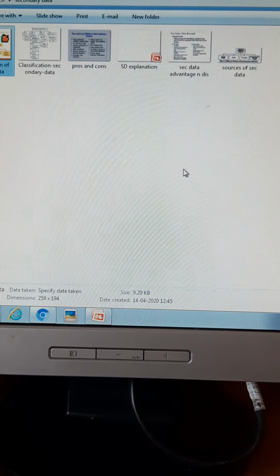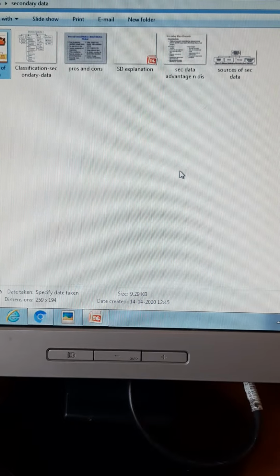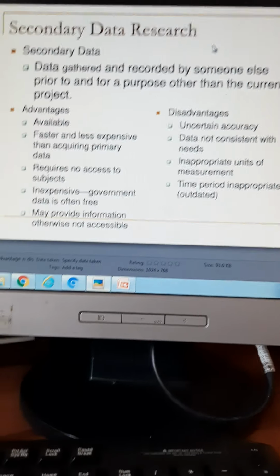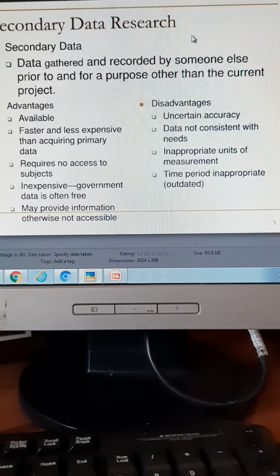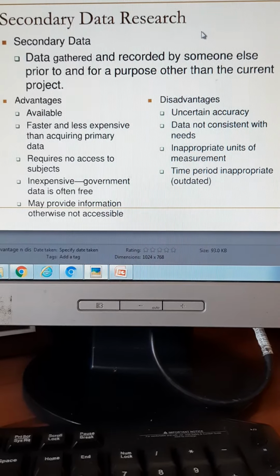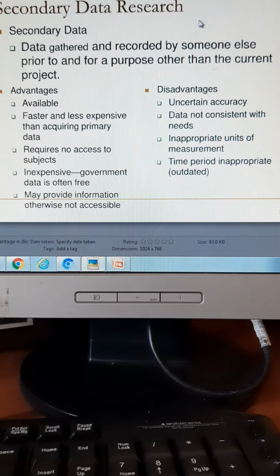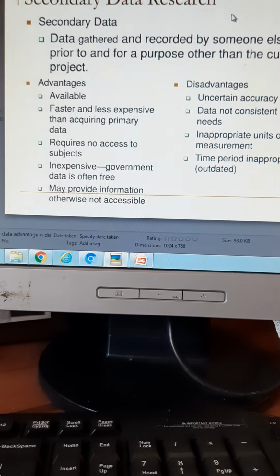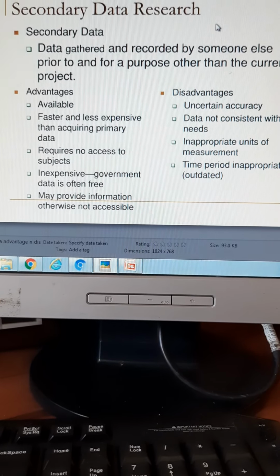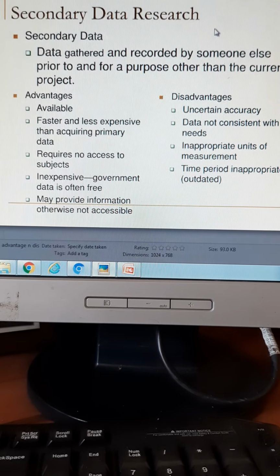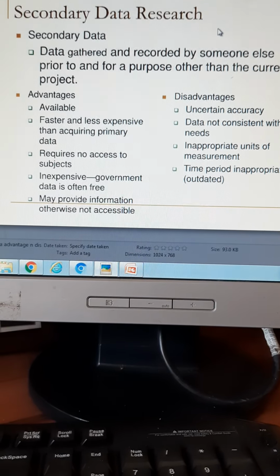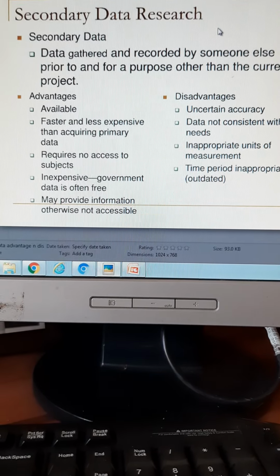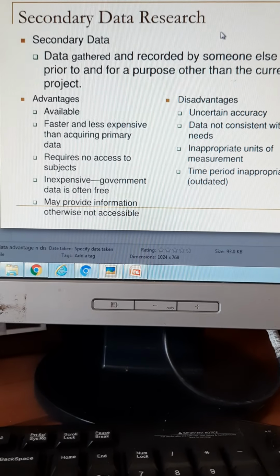So let us now go to what are the advantages and disadvantages of secondary data. Secondary data is someone else's thing. What are the advantages? It is available instantaneously. That's the first advantage. Second one, faster and less expensive. So almost all data now, but for publications like ProQuest, are paid. Rest of them are free. So faster and less expensive.